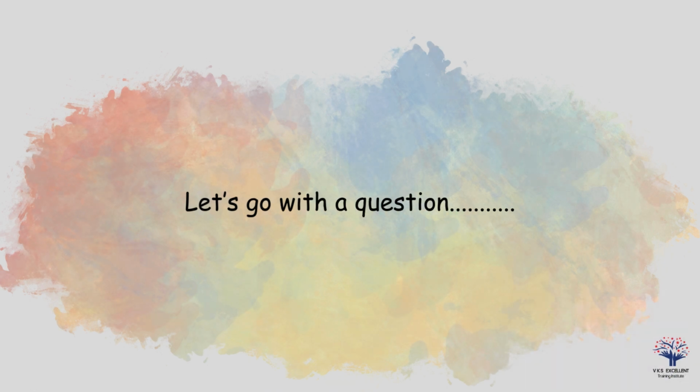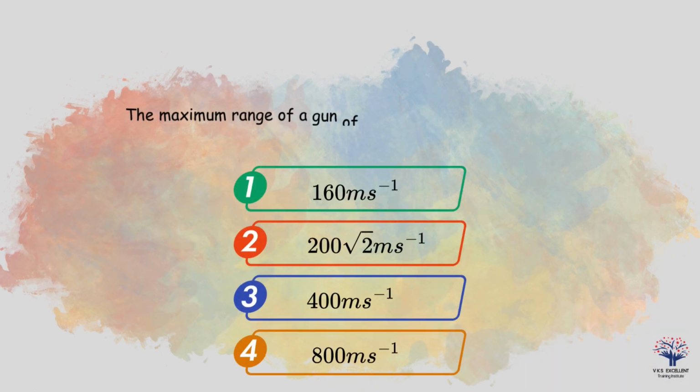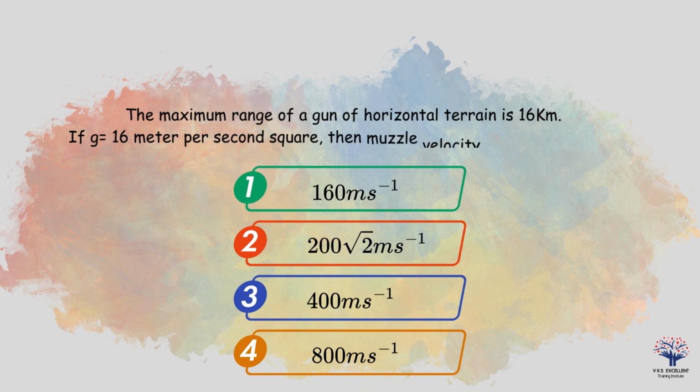Let's go with a question. The maximum range of a gun on horizontal terrain is 16 kilometers. If g equals 10 meter per second square, then the muzzle velocity of a shell must be: Option 1, 160 meter per second. Option 2, 200√2 meter per second. Option 3, 400 meter per second. Option 4, 800 meter per second.